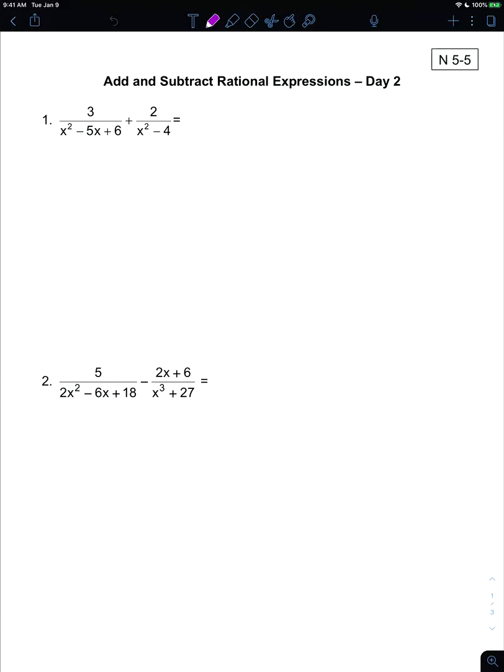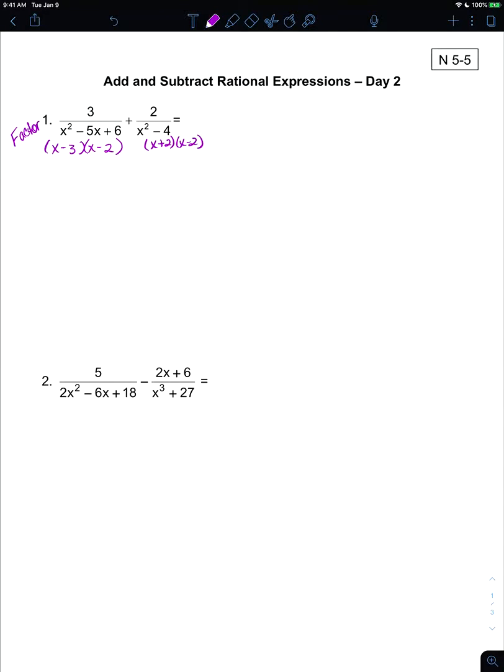Okay, we're going to add and subtract some more rational expressions, and they just seem to get a little bit harder. So what we're going to do on these is make sure that we factor these denominators, so then we can see what our common denominator is once things are factored. So x squared minus 5x plus 6 is going to factor into x minus 3 times x minus 2, and then x squared minus 4 factors into x plus 2, x minus 2.